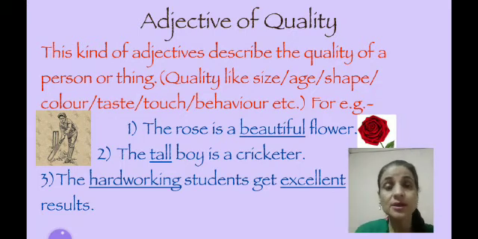The rose is a beautiful flower. The tall boy is a cricketer. The hard-working students get excellent results. So here, beautiful, tall, hard-working, and excellent are the adjectives, and they are the adjectives of quality.